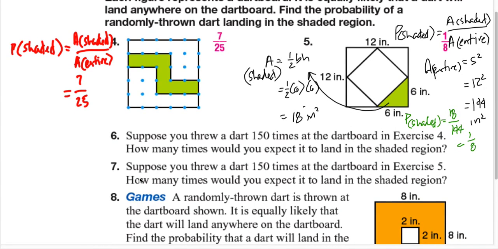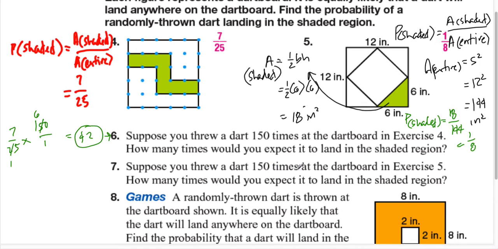Suppose you threw 150 times at the dartboard in example 4. How many times would you expect it to land in the shaded region? So in this problem, all you need to do is get 7 over 25 and then multiply it by 150 over 1. So that's 1, and this is 6. 6 times 7 will be 42. So it's around 42 times that it will land in the green region. And now we can also answer number 5.